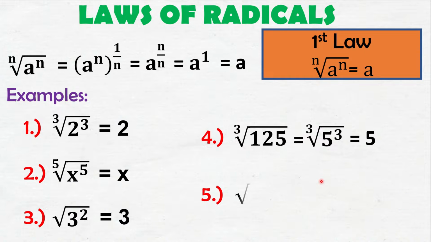Example number 5, the square root of 64. Again, 64, wala tayong nakikitang exponent na 2. So, yung index natin dito, di ba, invisible 2. So, pwede natin i-rewrite 64 as 8 square. So, dito, makikita na natin na yung index at yung exponent ay equal. So, by applying first law, makuha natin ay 8.